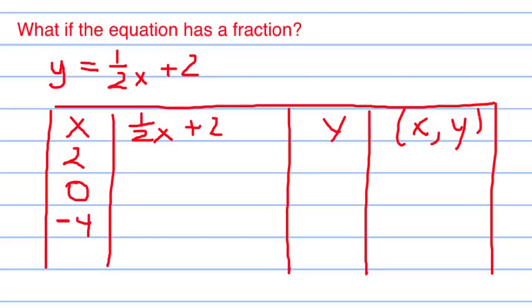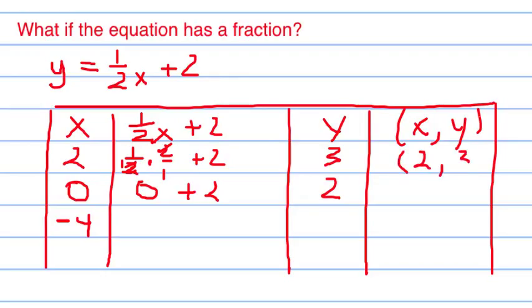I'm going to replace x with 2, but I'm going to say 1/2 times 2 over 1. Okay? So my 2's are going to cancel out and just leave me with 1. So now I have 1 plus 2, and that equals 3. Well, the 0 is easy because anything times 0 is 0. So 0 plus 2 equals 2. Oh, and let's write those ordered pairs. I forgot to do that. 2, 3 and 0, 2.